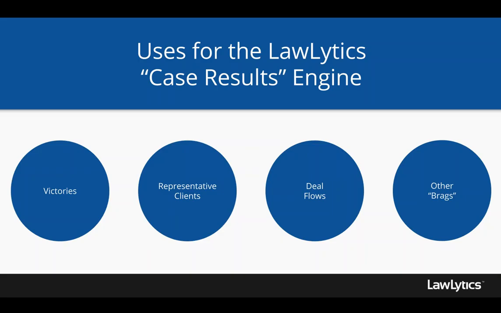But let's say you're not that type of lawyer. Let's say you have representative clients that are impressive and you want to display companies that you've worked with or whatever. The LawLytics case results module can be used for that as well. It doesn't have to be called case results from the public-facing website, and we'll get to what that looks like in a few moments. You can list deal flows in there, so if you have transactions that have gone through, and really any other form of bragging, if you will, that is relevant to your practice.